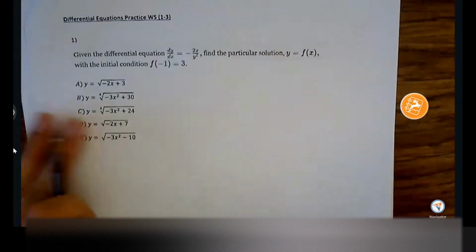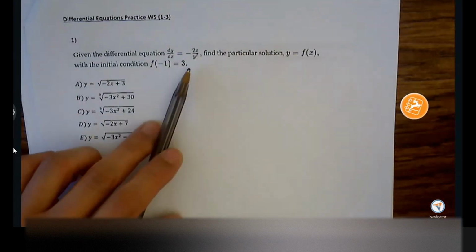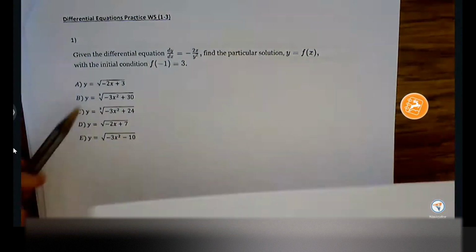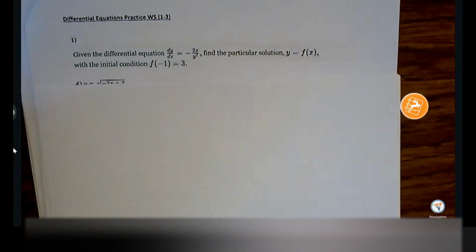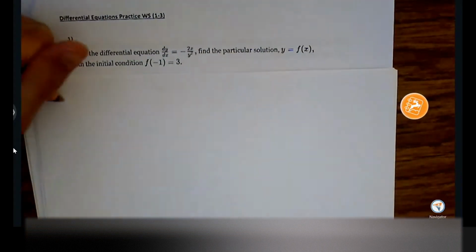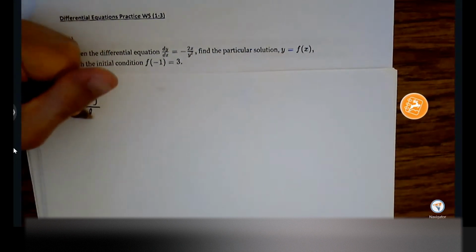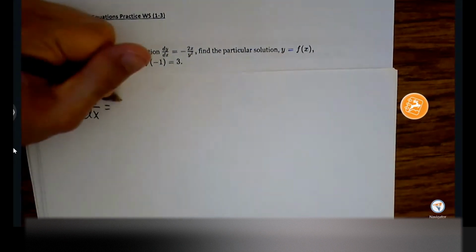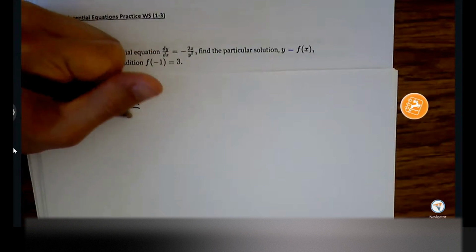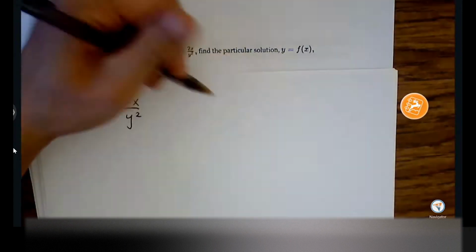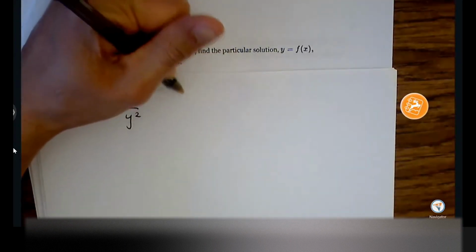Okay, so we have a problem here. It says, given the differential equation, find the particular solution. We're just going to work this through. Okay, initial condition.